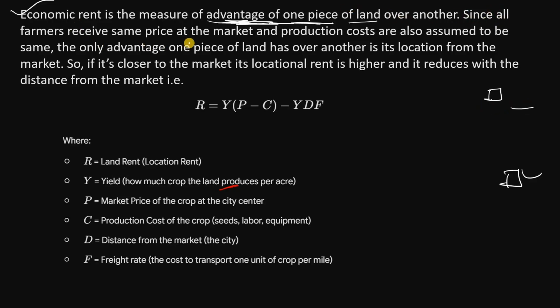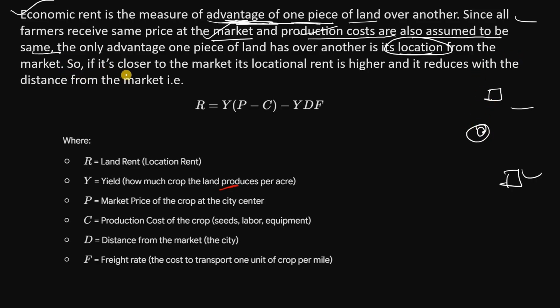Since all farmers receive the same price at the market and production costs are also assumed to be the same, what is happening here? As we assumed, farmers receive the same market price and the production cost is the same. The only advantage one piece of land has over another is the location. So if everything else is constant, then what are you going to bother about? You are going to bother about the distance from the market.